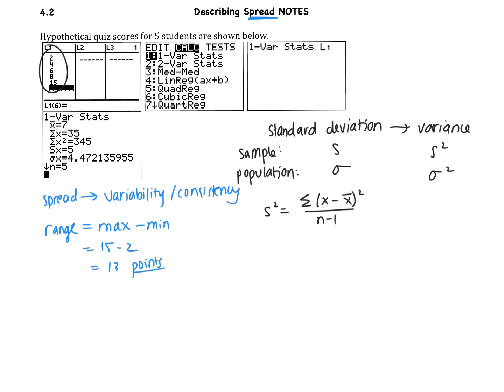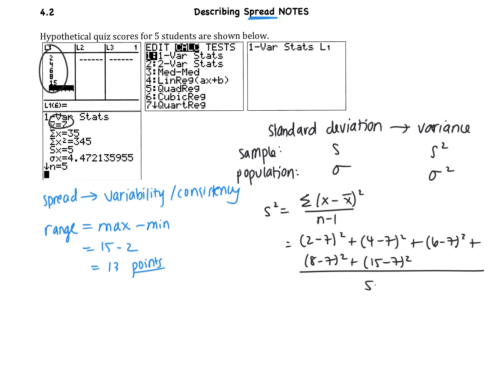So here are our x values, and our mean is 7, like we've already talked about. So we would take the first one, which is 2, subtract 7, and square it. Then we would take 4, subtract 7, and square it. 6, subtract 7, and square it. 8, subtract 7, square it. And then 15, subtract 7, and square it. And divide all of that by 5 minus 1.